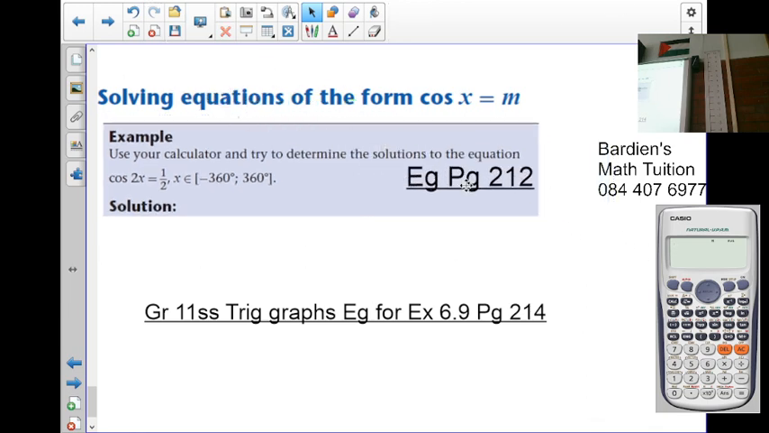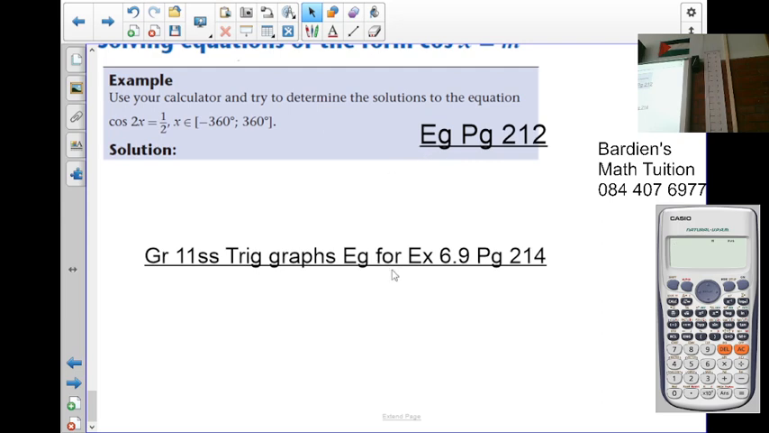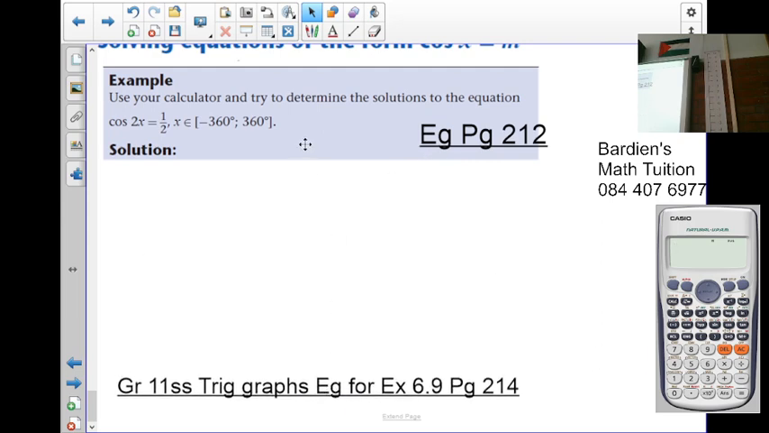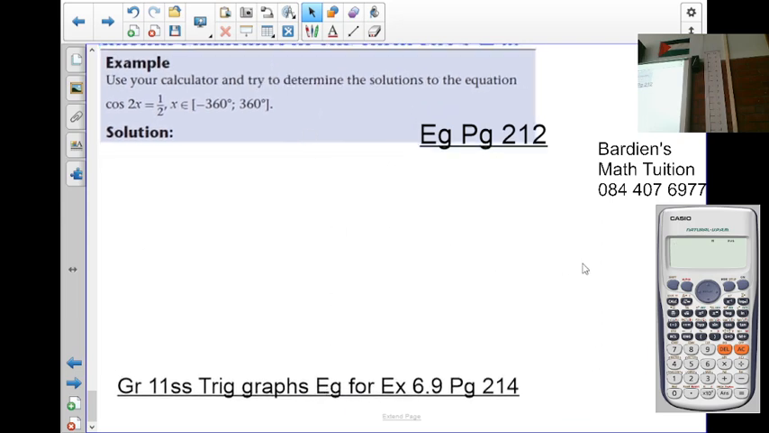So let's look at this here quickly. So where do we start, people? The first thing is to get the trig ratio on its own, not so? So we're going to say my reference angle 2x is equal to inverse cos of a half. So you put in your calculator shift cos, or inverse cos of a half, and it gives you an answer of 60 degrees.